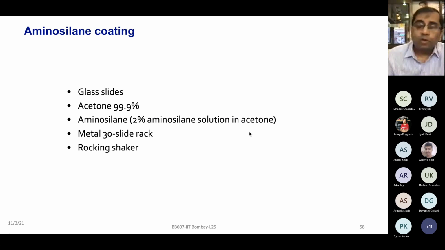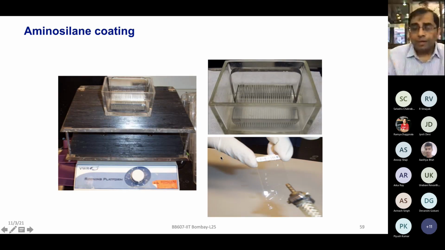For doing that, biochemically, you take the glass slides, acetone, aminosilane chemical, metal racks in which you would like to place these slides, and a rocking shaker on which you would like to do this reaction. Again, a very simple setup. You can keep 30 slides like this. In this particular tank, you add acetone which contains 2% aminosilane. You put it on the rocking shaker. After half an hour, the reaction is complete.